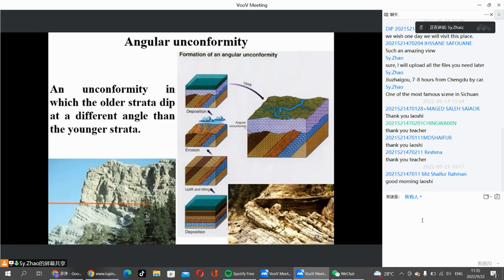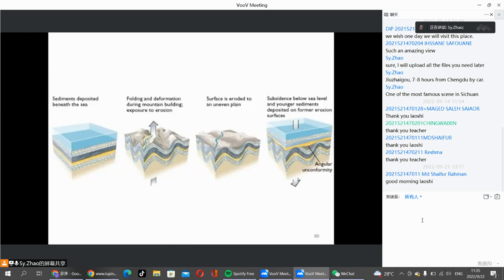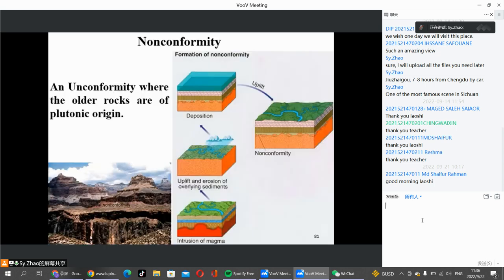And so putting it another way, first the sediments are deposited beneath, and secondly the folding and deformation start up during the mountain building that exposes the rock to erosion, and thirdly the surface is eroded to an uneven plane. At last, subsidence happens below the sea level, and the younger sediments are deposited on the former erosion surface. So this is an angular unconformity.